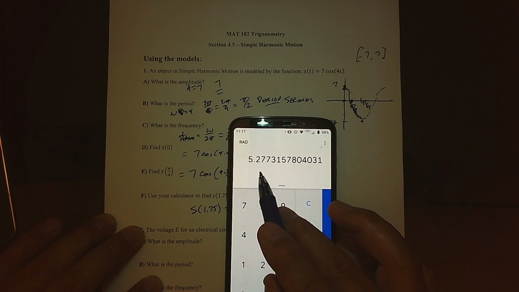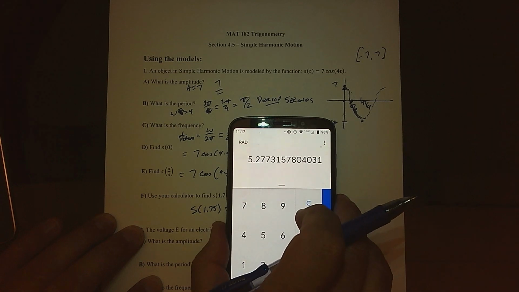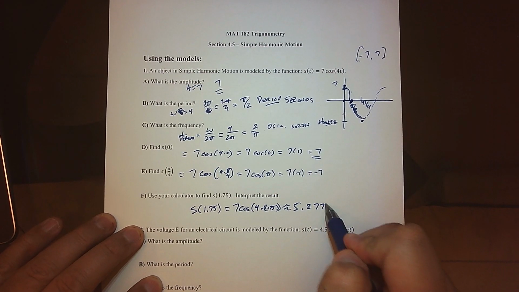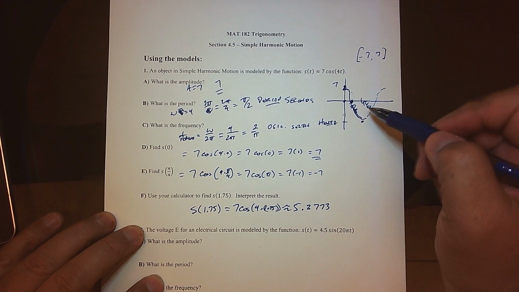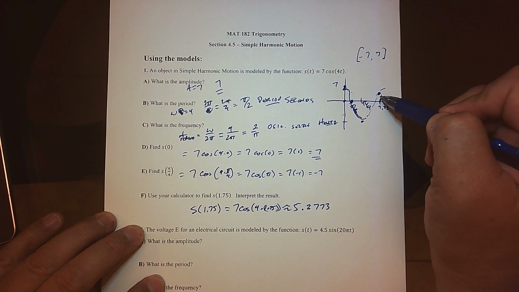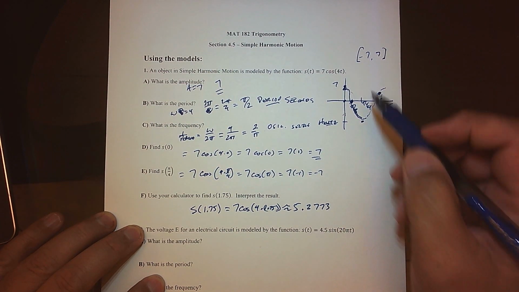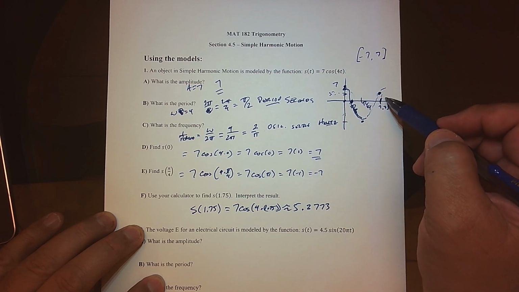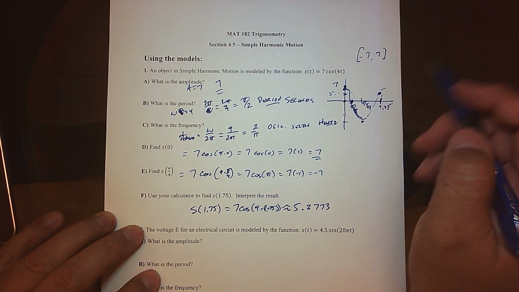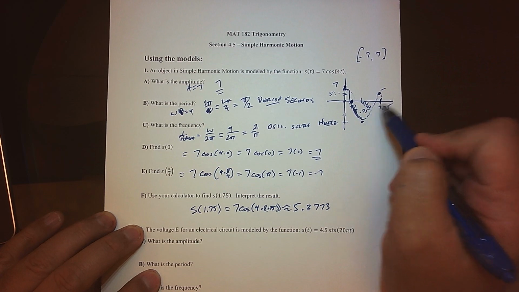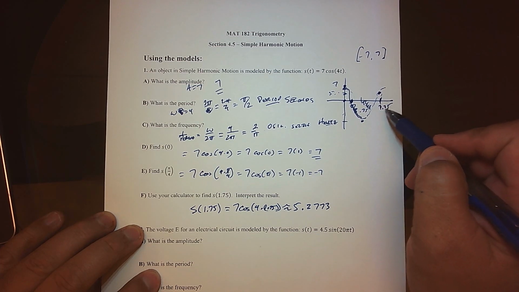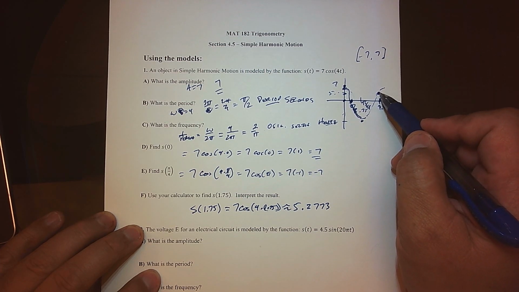Press equal, and I get something like 5.2773. So this is roughly 5.2773. What does this mean? It means that at 1.75 seconds, we are 5.2773 units above the equilibrium. So we're actually above it at this juncture. Maybe it's even further down the road, because pi over 4 is about 0.75. So it's down the road somewhere in there, but at 1.75, we're 5.2773 above the equilibrium.